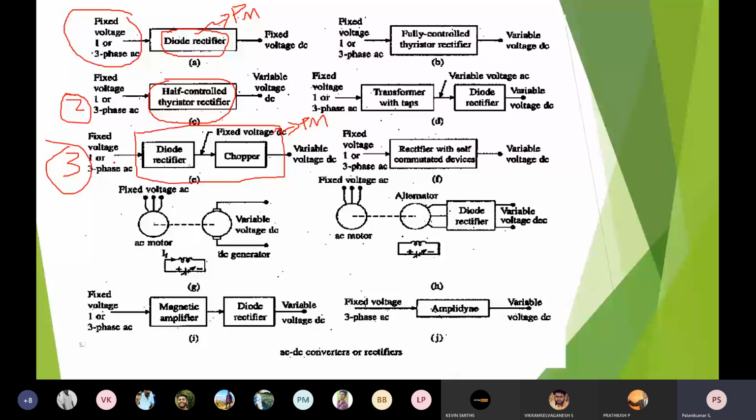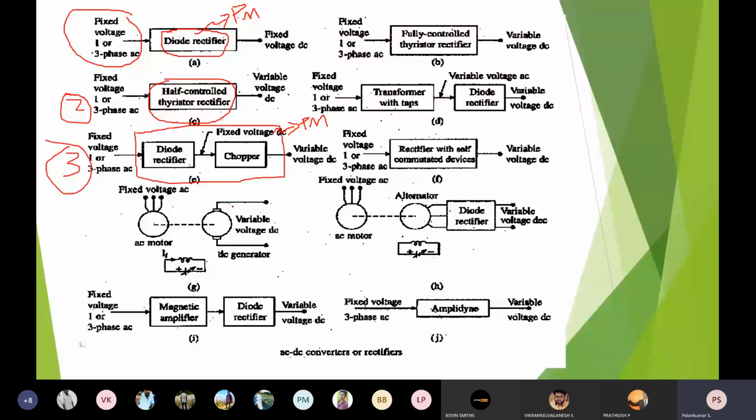In the first stage, I'm converting the given three-phase AC supply with a diode rectifier. If I give a diode rectifier, what will be the output voltage? Fixed DC will be the output voltage. But what is the requirement? Variable DC. For the requirement of variable DC, I am going for a chopper circuit, which is capable of converting fixed DC to variable DC. So this is a two-stage power conversion, the power modulator.